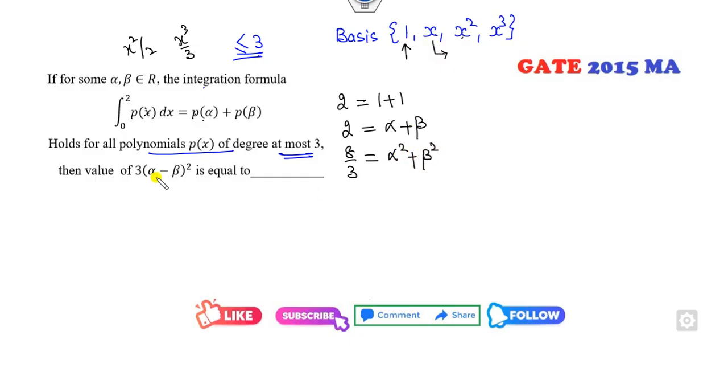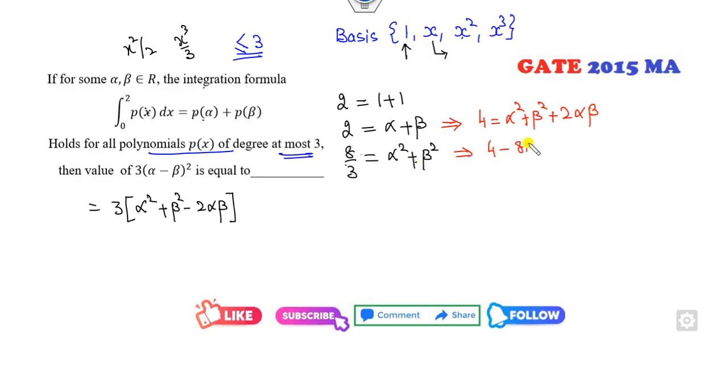Now you have the two unknowns. So I need to find this value. That means alpha square plus beta square minus 2 alpha beta. So this value I have obtained. Now I need to find the alpha beta. I can square them. It is alpha square plus beta square plus 2 alpha beta. So alpha square plus beta square is 8 over 3, so minus 8 over 3 is my 2 alpha beta. So what is that? 2 alpha beta will be 4 over 3. So alpha beta is 2 over 3.